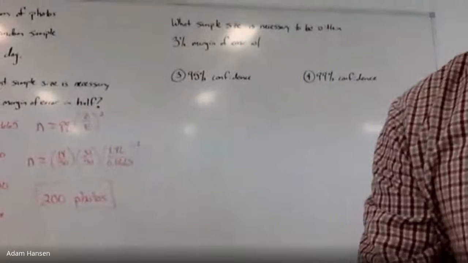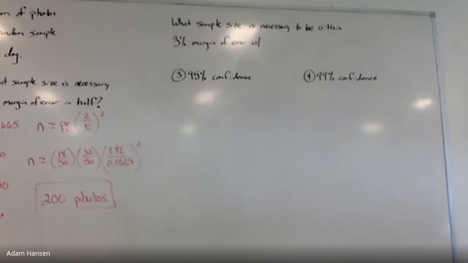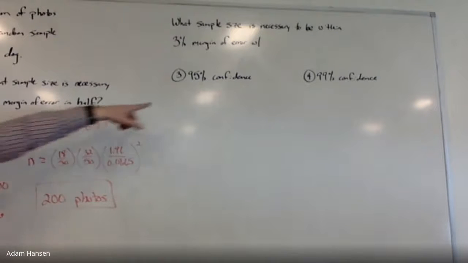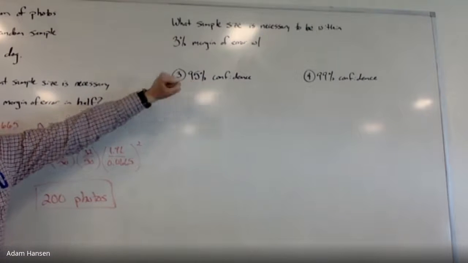All right, let's do a couple more. End with this. We have our formula to estimate the sample size for a given margin of error. On questions 3 and 4, what sample size is necessary to be within 3% margin of error with 95% confidence? And in part 4, 99% confidence. I want to be within 3% margin of error, 95% assurance. I want to be no more than 3% away from my confidence interval with 95% certainty. What sample size is necessary?